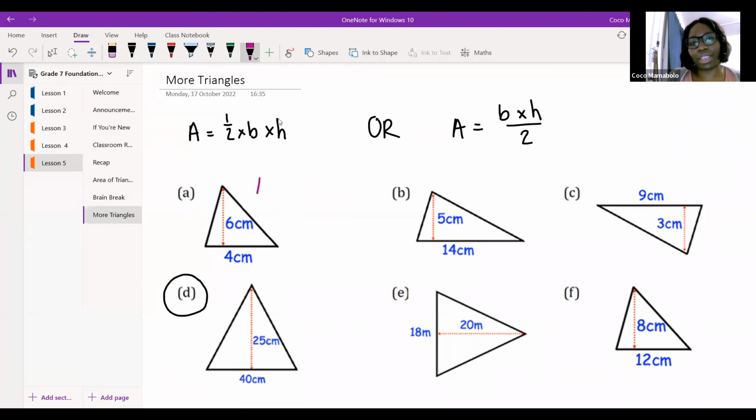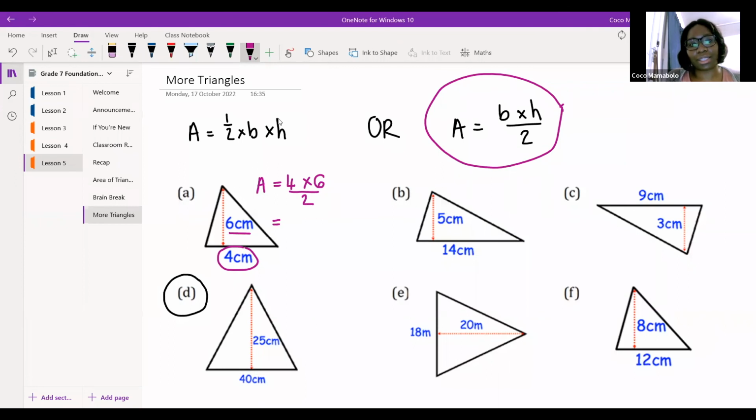Let's look. Okay, so we're going to find the area, right? And I want us to use this one over here. Okay, here is my base. My base is going to be 4 centimeters. So I'm going to write 4 centimeters. I'm going to write 4 times, and my perpendicular height is 6. So 4 times 6 divided by 2. Can you tell me, my sweetie, what's 4 times 6? You can use your calculator.